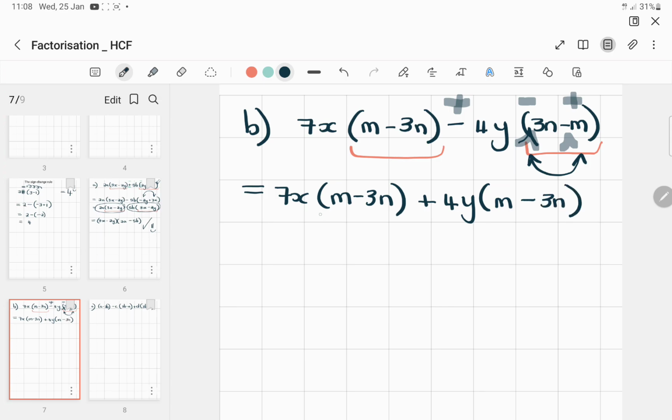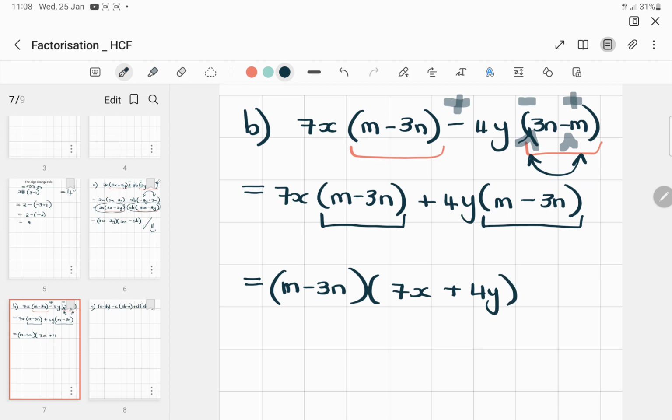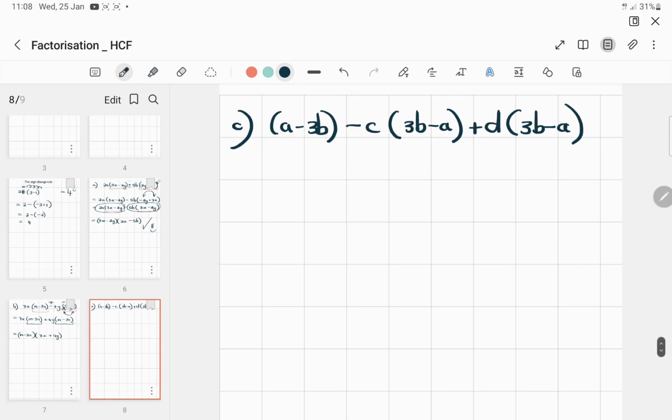And by doing that, I can take out a common bracket, and what is left is the 7x plus 4y, and then you are done. Then for the next one, if you've got 3 brackets, no stress.